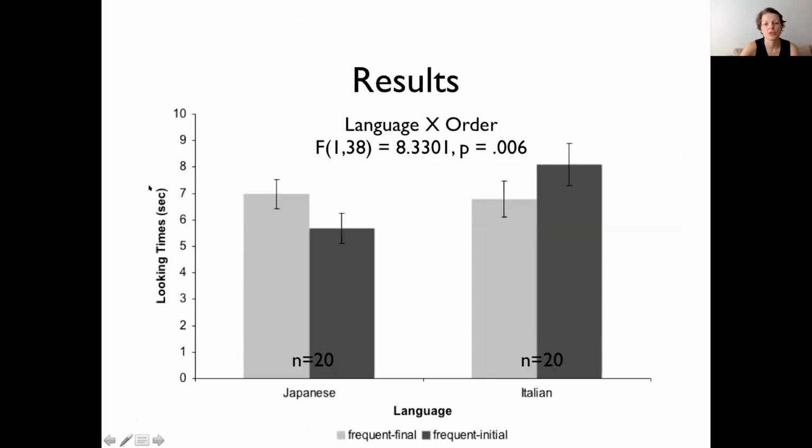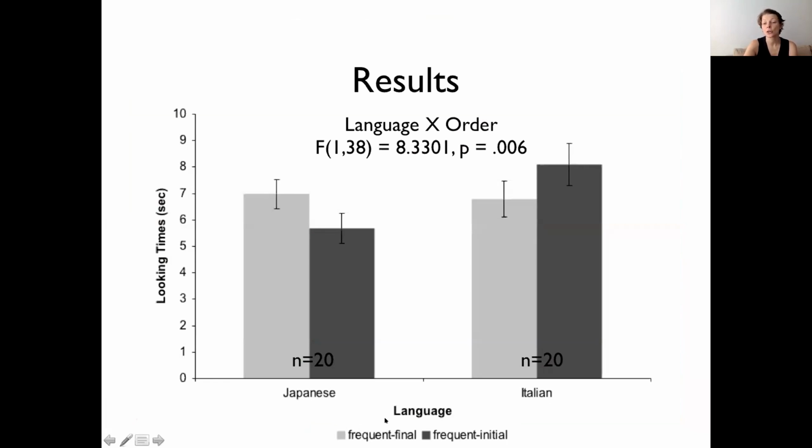And this is what we found. So the figure is organized in the following way. On the y-axis, you have looking time in seconds, as I said, averaged across test items of a given type. This is the looking time measures of the Japanese babies. These are the Italian babies.